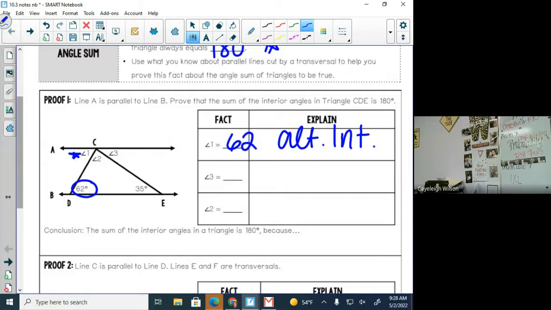Okay, now they want us to find angle 3. What is angle 3? 35. It's 35 because these are also alternate interior. They're on the opposite side of that transversal. They're between the parallel lines, so they're alternate interior. So angle 3 is 35. The alternate interior again.